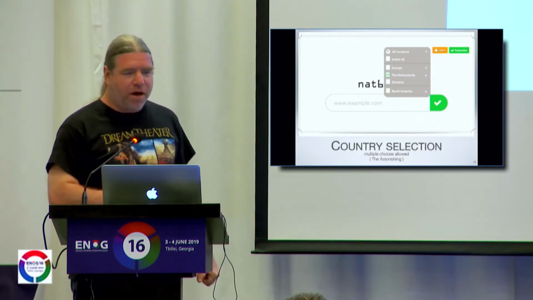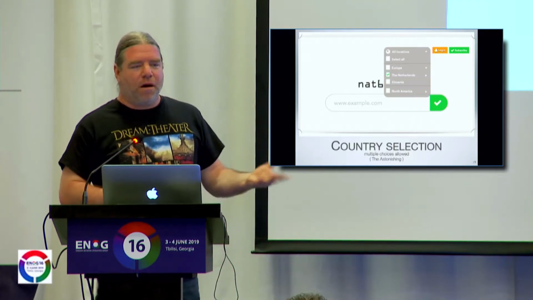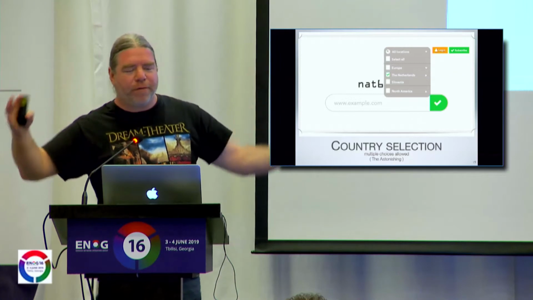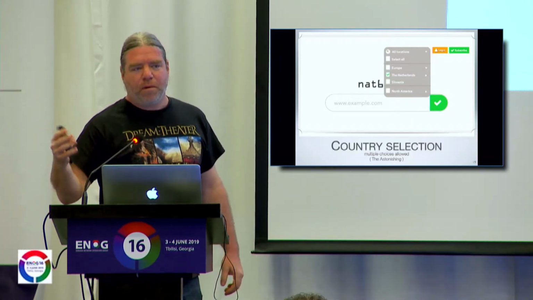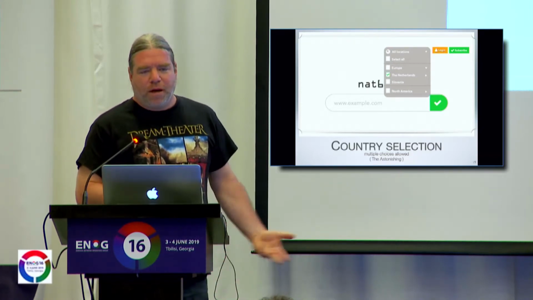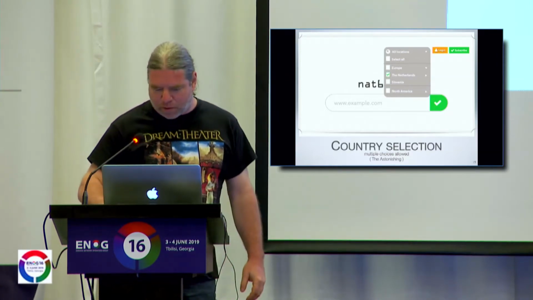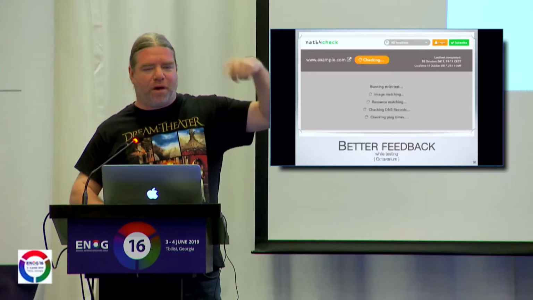We have also country selection. So if we get any volunteers from Georgia or from Russia or from anywhere around the world, that would give us a VM to use with this tool, then we would add also a country, and you can select from which countries you want to do the test. It's much better feedback because before, when you pressed the test button, it was just doing the circle.